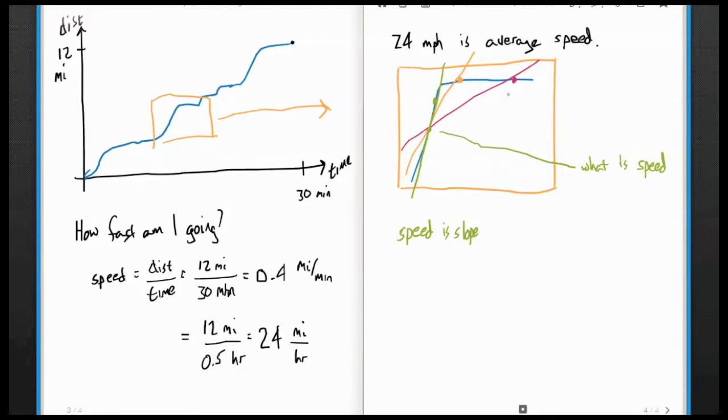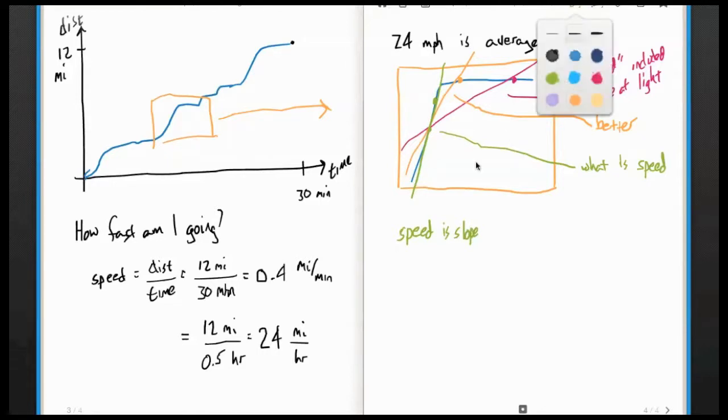So my red point here, what happened here? My speed really included time at stoplight. That's why I picked red. The orange one I picked here is better, but still not a great approximation as I move my second point closer to the point I'm interested in. Finally, for the green one, this is pretty good.